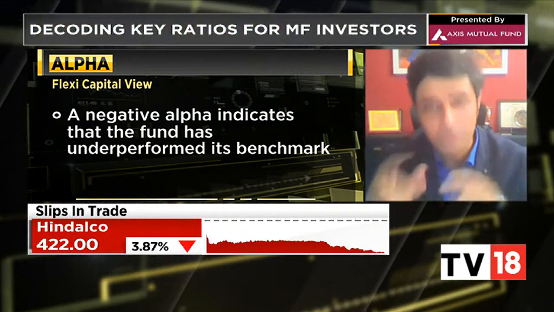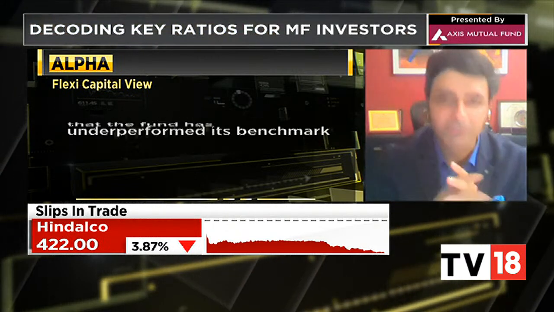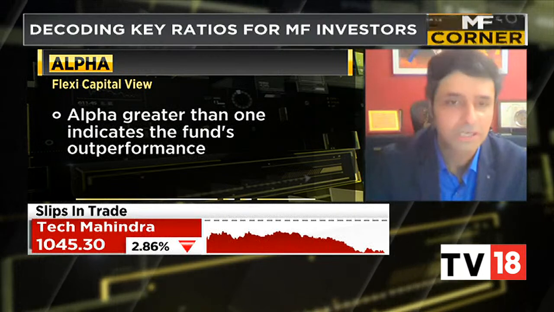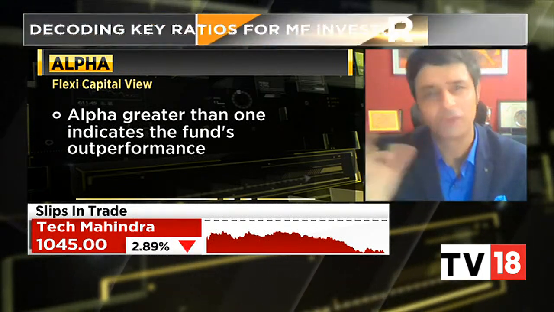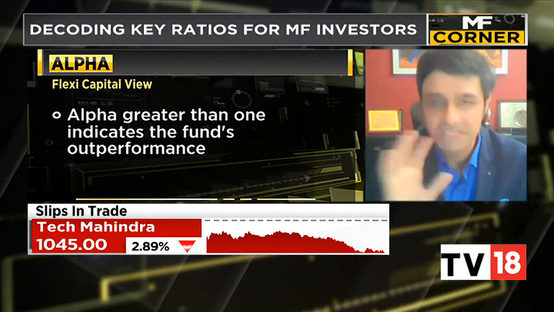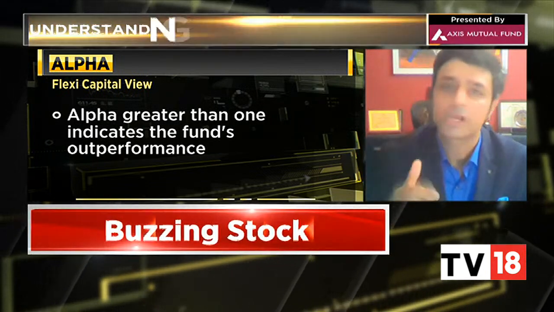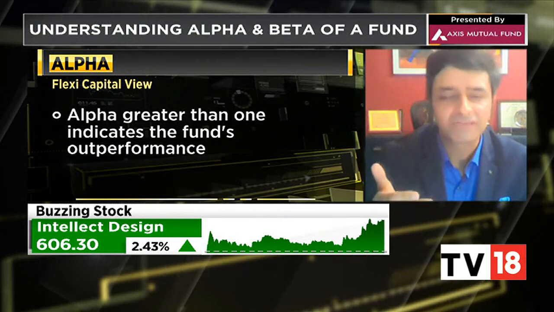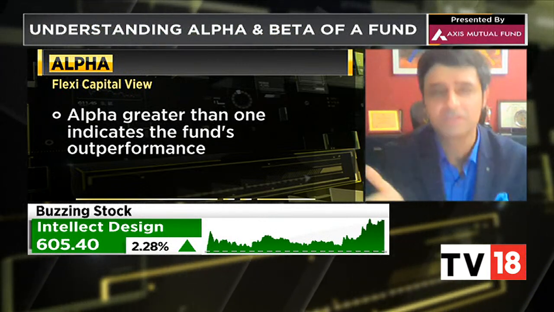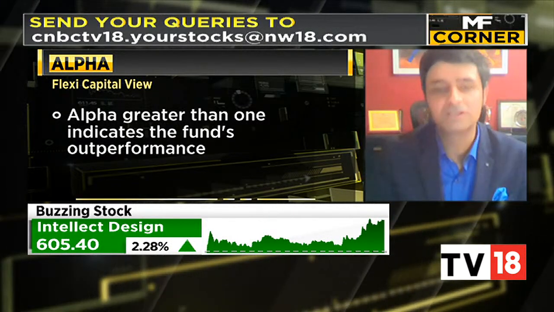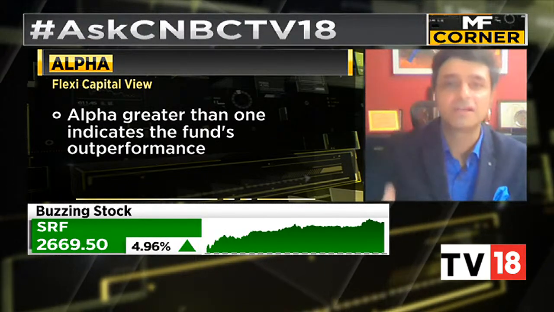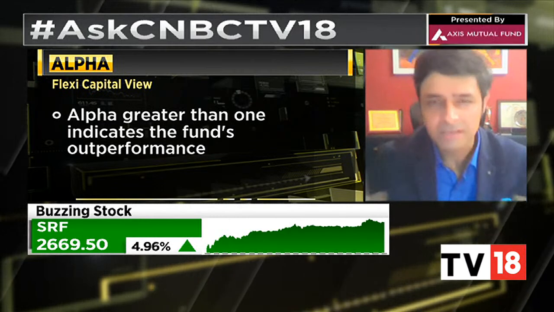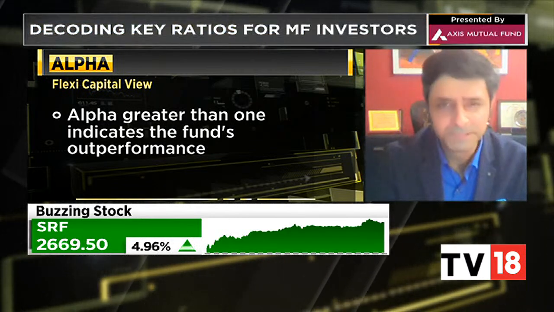I don't want to get into the formula so much because I can't explain it to you verbally. It has to be shown pictorially, but alpha greater than 1 indicates the fund's outperformance. That is basically what we need to track when we're looking at alpha. So a fund with an alpha of 0 means that it has delivered the same, a negative means it has underperformed the benchmark, and alpha greater than 1 indicates that the fund has outperformed. That's broadly what alpha means.